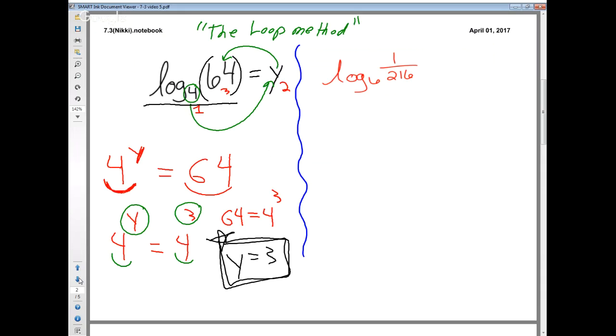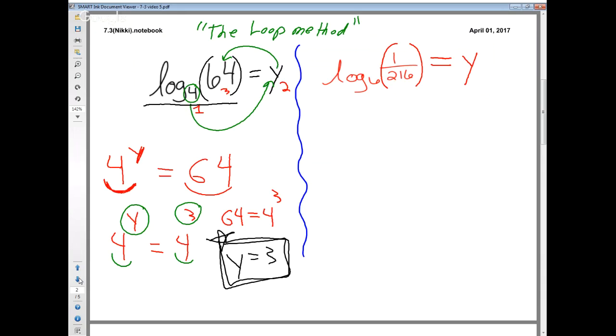So let's go ahead and try that same idea with the log function on the right. In this case, we have log base 6 of the fraction 1 over 216, and we want to figure out what that is equal to. So let's set that equal to y. We want to figure out what y is.